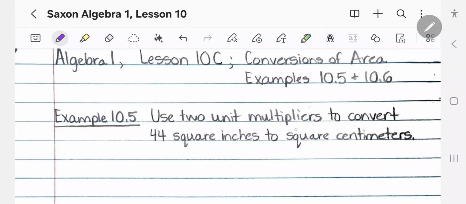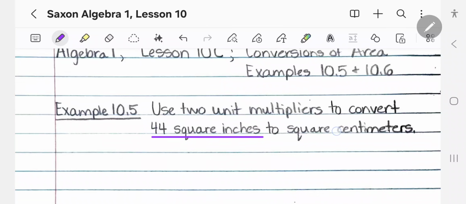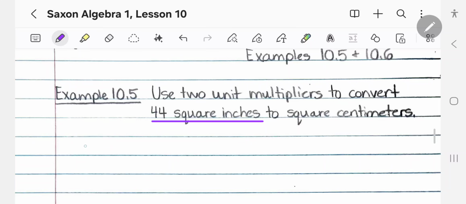Use 2 unit multipliers to convert 44 square inches. So that's the number they're giving us to start with. So we're going to write that: 44 square inches. I could write it like this, square inches. That means inches times inches. So for the purpose of this problem, I'm going to leave it as inches times inches, and you'll see why in just a little bit. This is still 44 square inches.